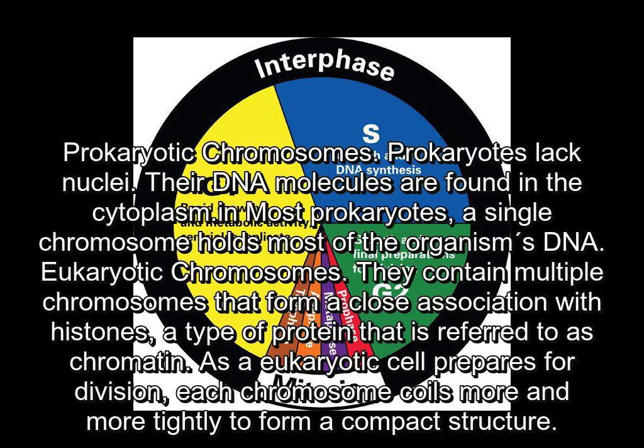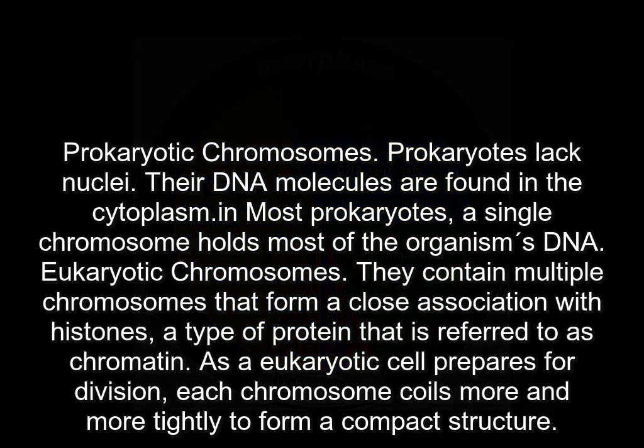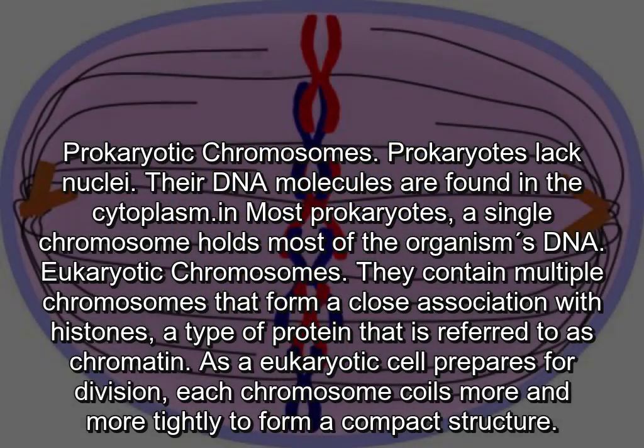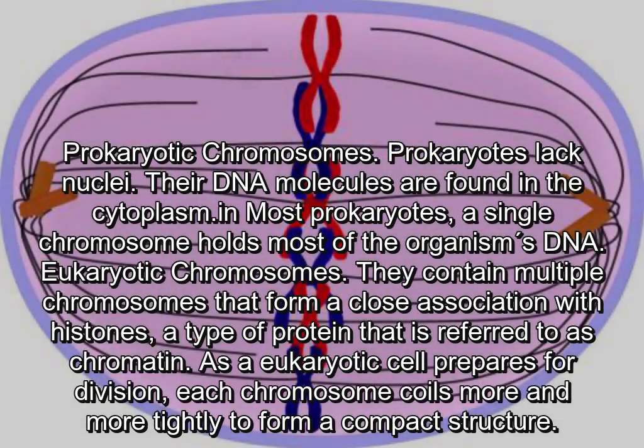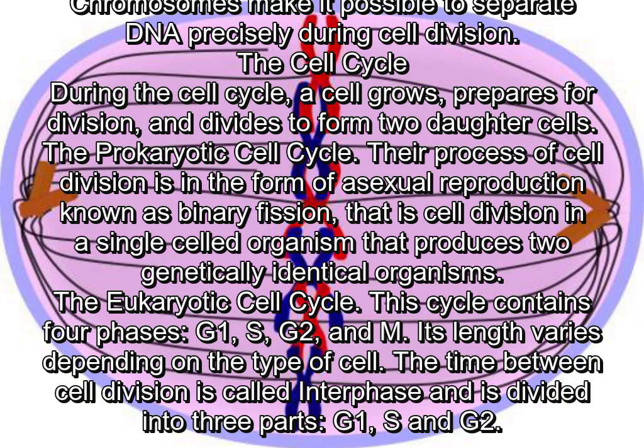Eukaryotic chromosomes. They contain multiple chromosomes that form a close association with histones, a type of protein, referred to as chromatin. As a eukaryotic cell prepares for division, each chromosome coils more and more tightly to form a compact structure. Chromosomes make it possible to separate DNA precisely during cell division.